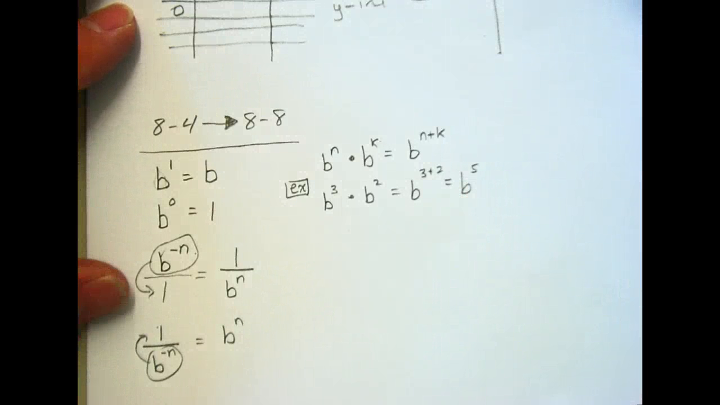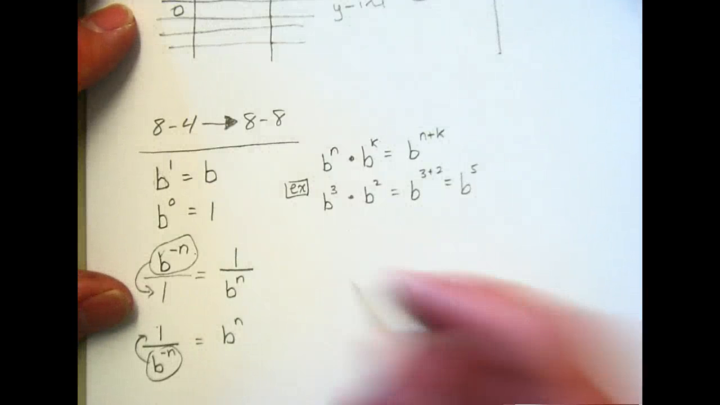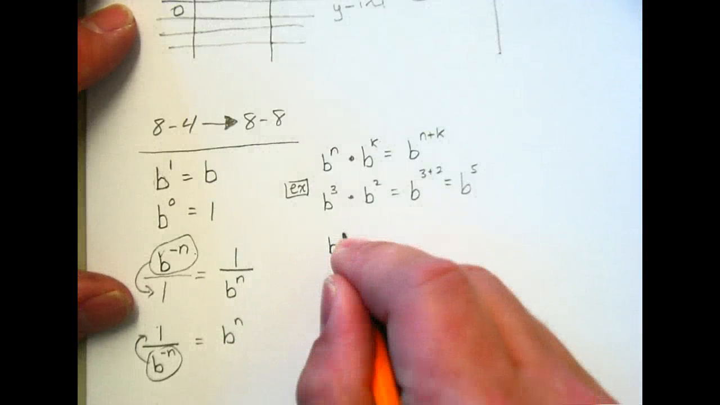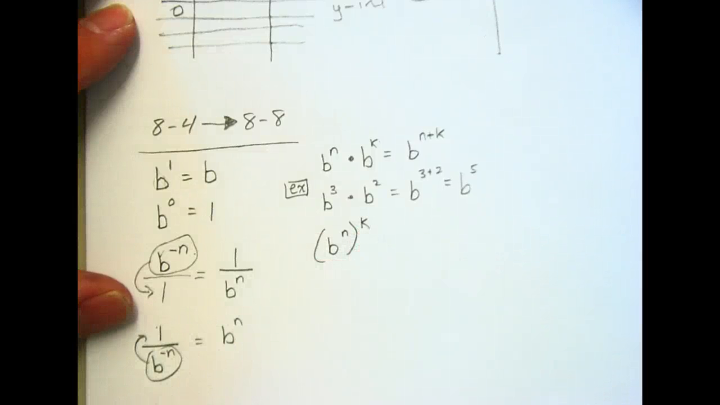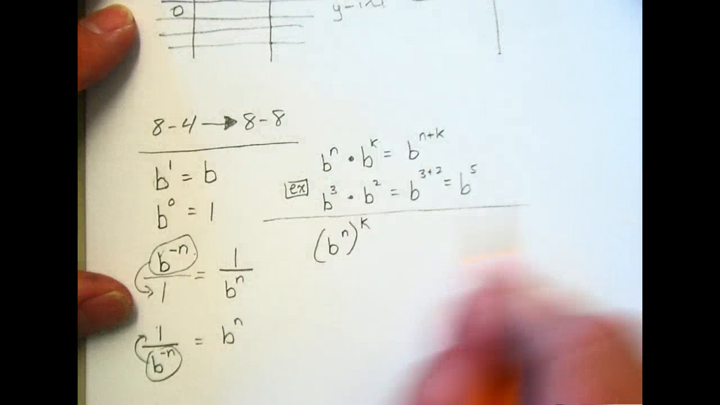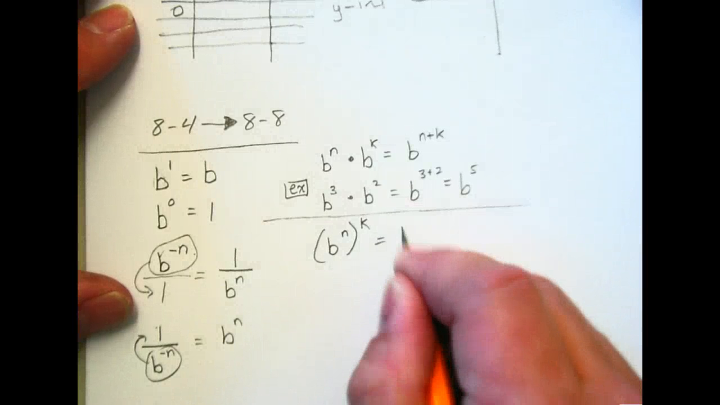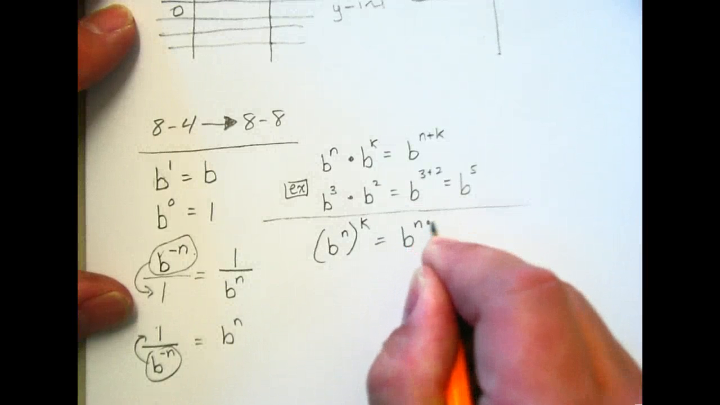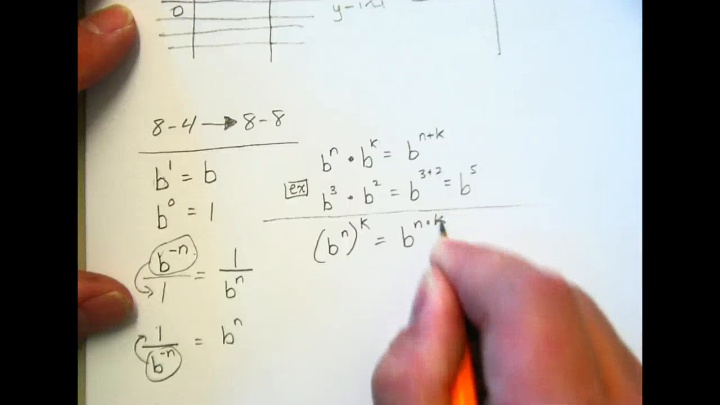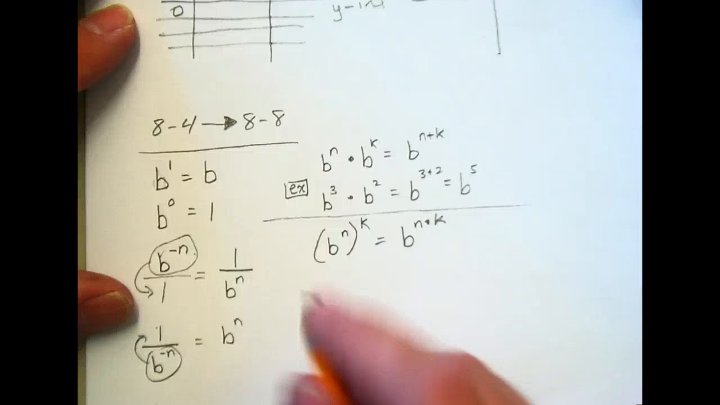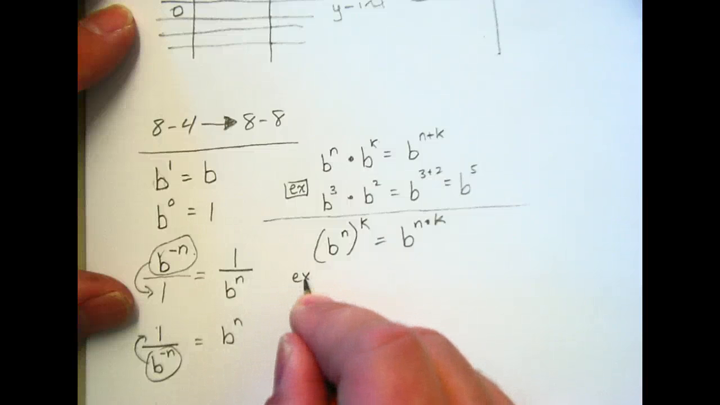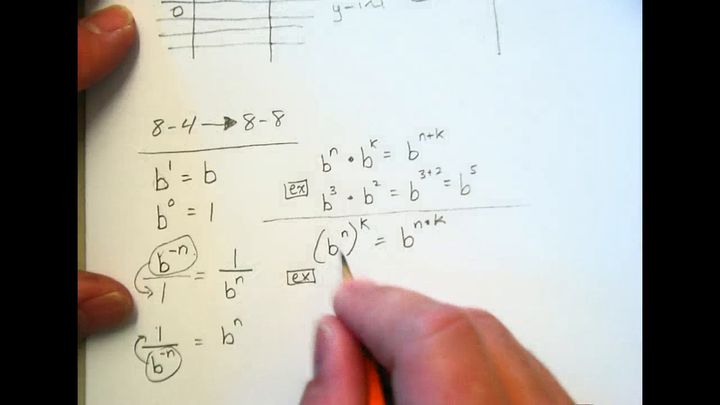Okay. And if you have b to the n all to the power of k, like that, that's called a power to a power. In that case, you have b to the n times k. You multiply if you have that parenthesis there. So you always multiply if there's parenthesis.